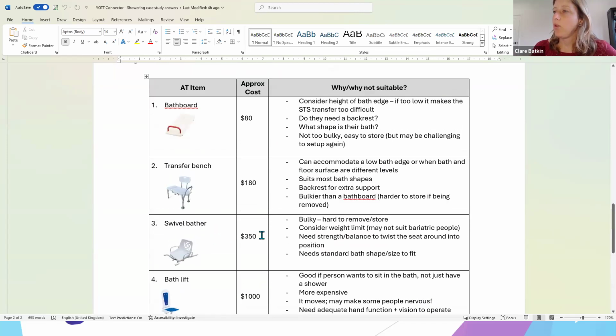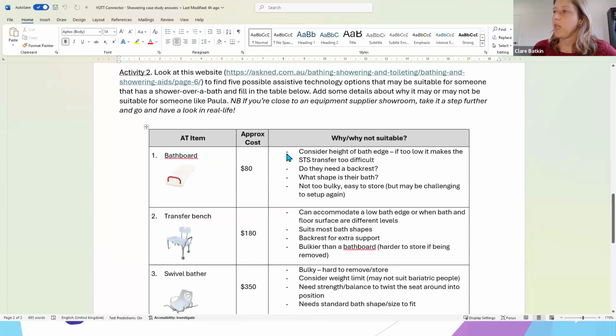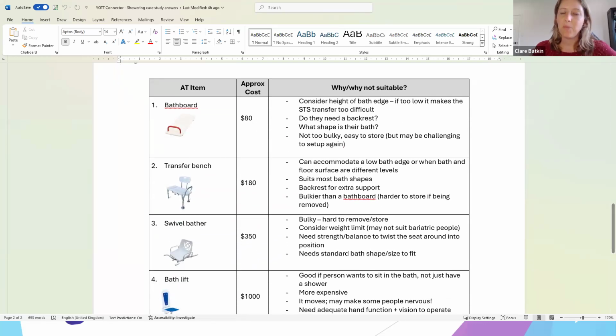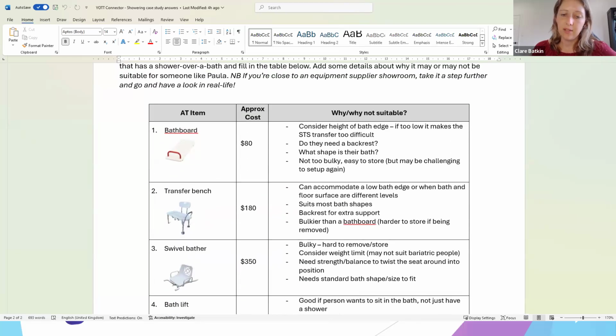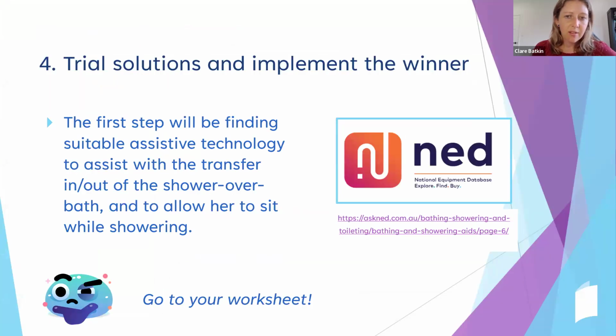So if we think about all those different options, like I say, we don't know a lot of detail about her bathroom yet, but I'll give you a bit of a clue: maybe she's got quite a low bath edge. I can give you the answer back on the slide in terms of what you think might be the best option, considering all those different factors as well. Just jump onto the slides.